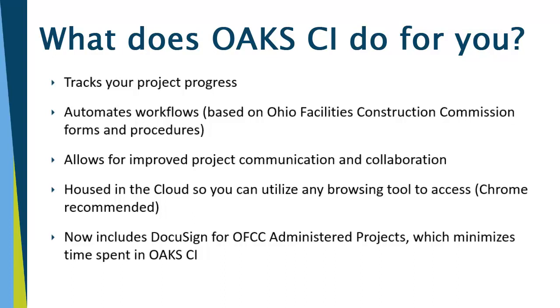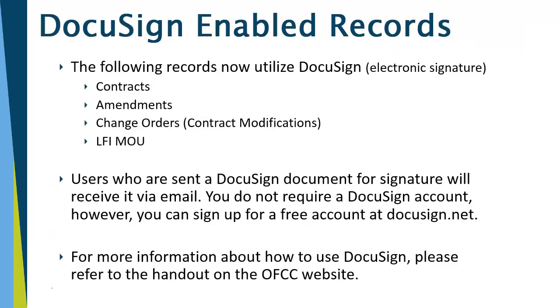The system now also includes DocuSign for OFCC administered projects, which minimizes the time spent in OAKS. The following records now utilize DocuSign for electronic signature: contracts, amendments, change orders or contract modifications, and the LFI MOU. Users who are sent a DocuSign document for signature will receive it via email. You do not require a DocuSign account, however you can sign up for a free account at DocuSign.net.